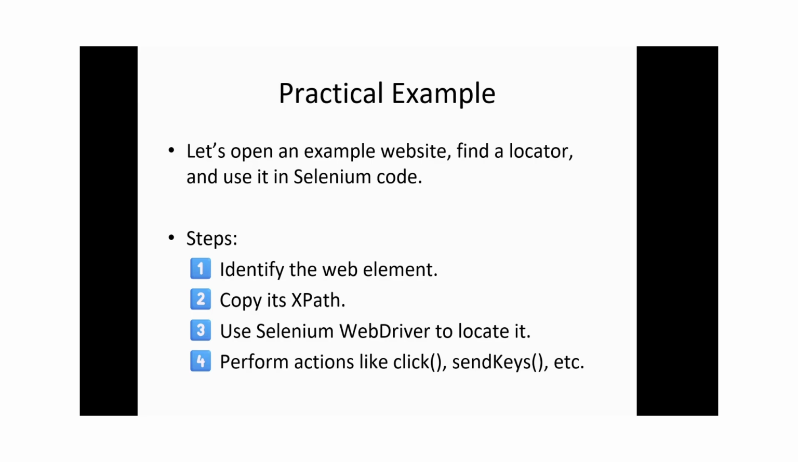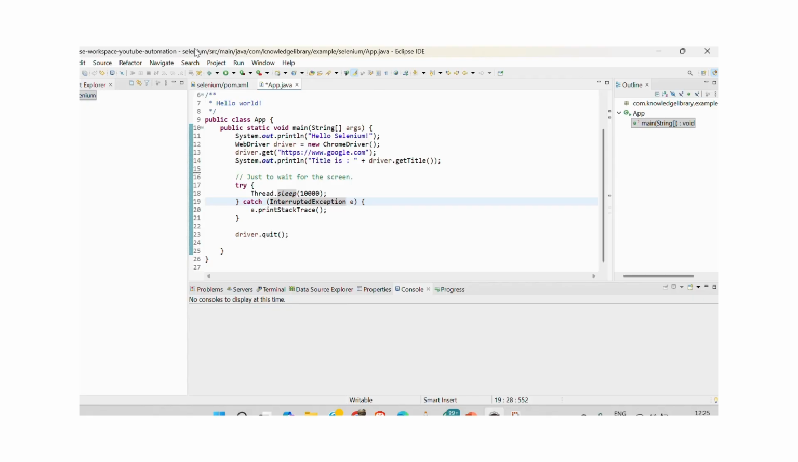And now we'll jump to a practical example wherein we'll open the Google web page and we will find a locator, and then we will use that locator or XPath in our code. Let me quickly switch to the code section of it.